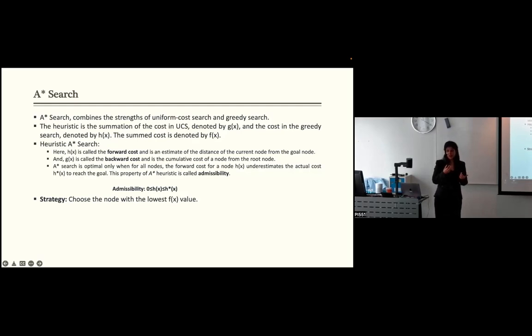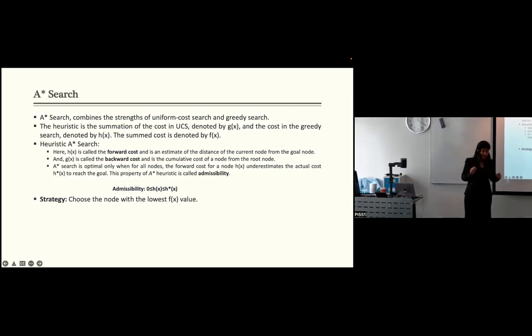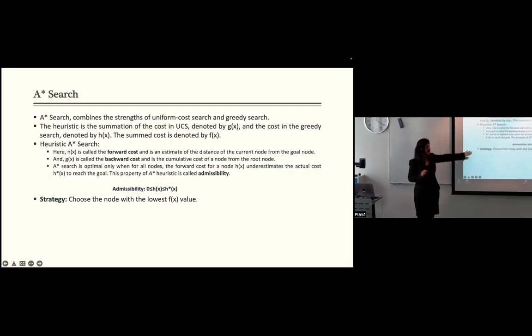It was the cumulative cost of the edges from A to B, denoted by g(x). We denote this UCS cost as the function g(x). And the cost in the greedy search is denoted by h(x), the heuristic function. The summed cost is denoted by f(x). So here in A star search, we sum up the cost of g(x) and h(x) and denote it as f(x).